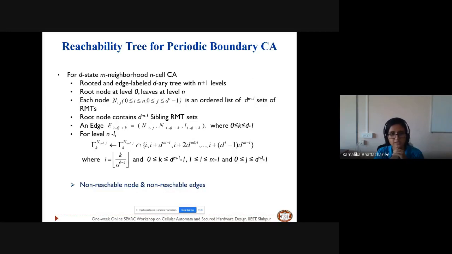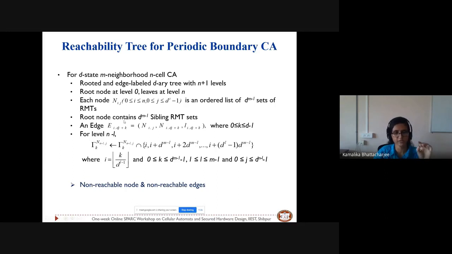So by definition, this is the formal definition. For a d-state, n-neighborhood CA, the reachability tree will be a rooted, edge-labeled d-ary tree with n plus 1 number of levels, where the root node will be at level 0 and leaves will be at level 1. And each node will be an ordered list of d to the power n minus 1 sets of RMTs. So each node has some content, and that content will be RMTs.